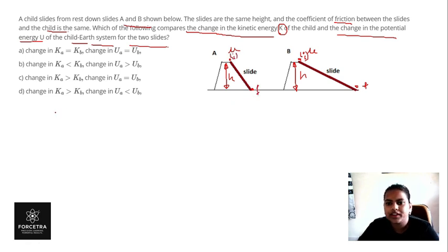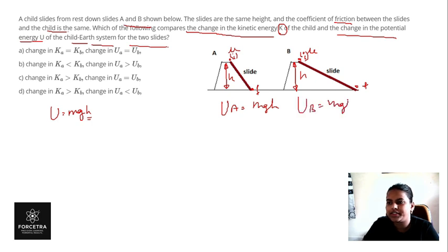So we know that the change in potential energy is equal to mgh. It only depends on the height. So in both the cases A and B, the height is same. So I can write that UA is equal to mgh and the potential energy in the B case is equal to mgh. So UA is equal to UB. Means the change in potential energy is same in both the cases.